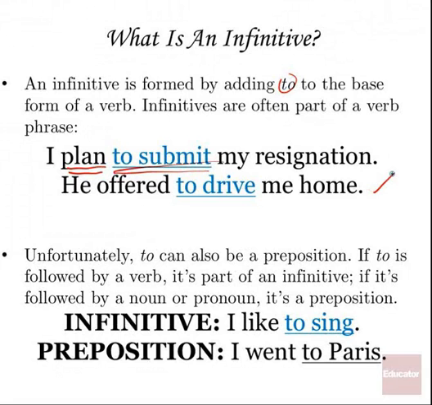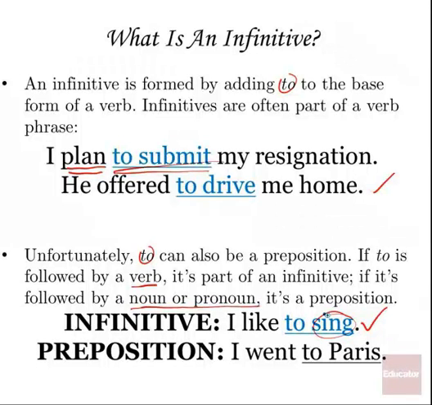Similar. Now, here's the tricky part with infinitives. The word to can also be a preposition. If to is followed by a verb, it's part of an infinitive. If it's followed by a noun or a pronoun, it's a preposition. Once again, the function in the sentence tells you what something is. So, it's an infinitive to say, I like to sing. Sing is, of course, a verb, and it's never a noun.